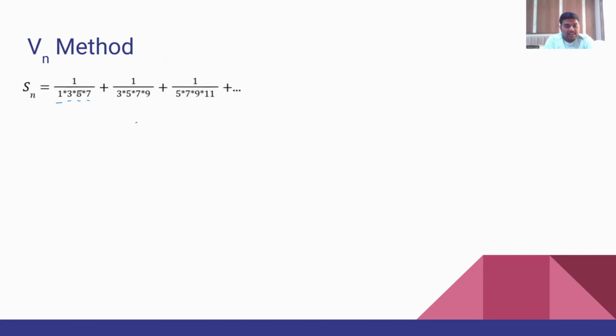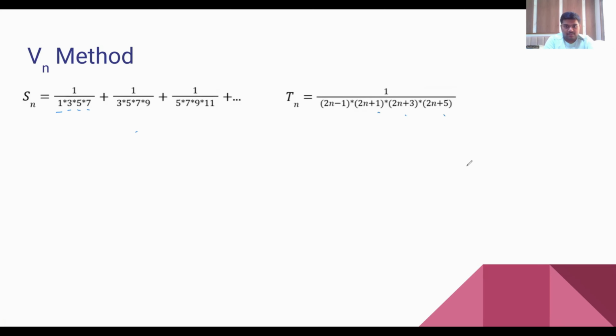So try finding the progression for this, the explicit formula. So the formula for this is Tn is equal to 1 upon (2n minus 1) into (2n plus 1) into (2n plus 3) into (2n plus 5). So for n is equal to 1, the first term is 1 divided by 2n minus 1, which is 1. This is 3, this is 5, and this is 7. 1 by 1 into 3 into 5 into 7.